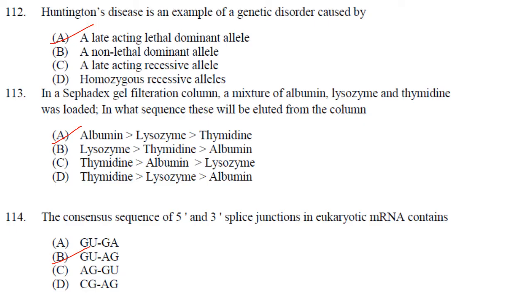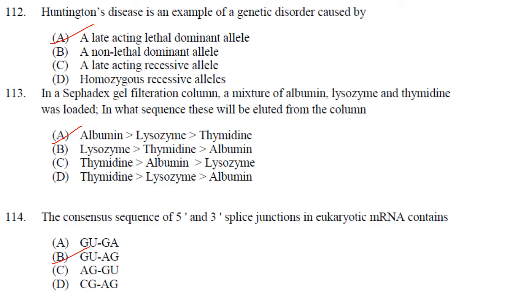The small molecules have greater access to the inside of the matrix, whereas the larger molecules are excluded from the inside of the matrix and they will be eluted first. And the smaller molecules will be eluted later. So albumin here in the given question has got the larger molecular size, and thymidine has got the least molecular size. So albumin will be eluted first, followed by lysozyme, and then the last will be thymidine. So the answer will be option A.